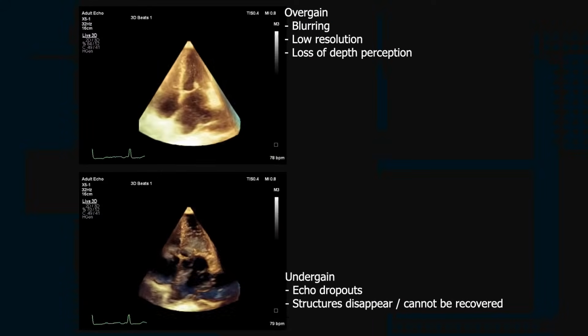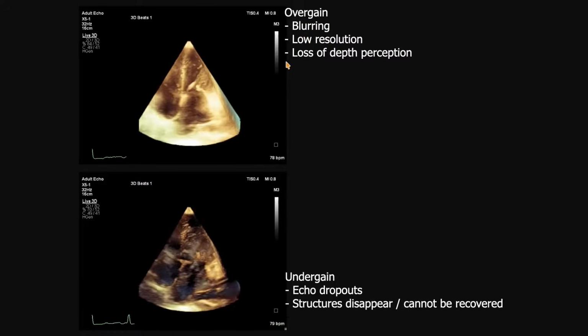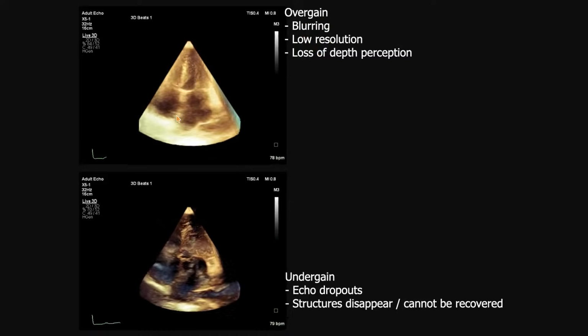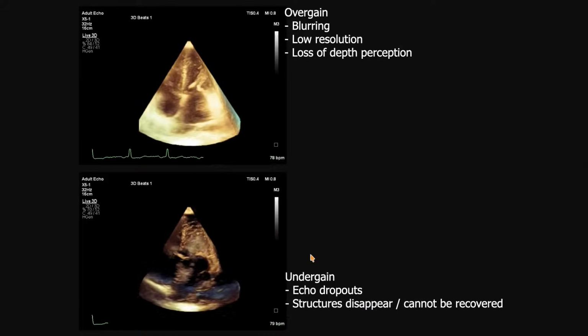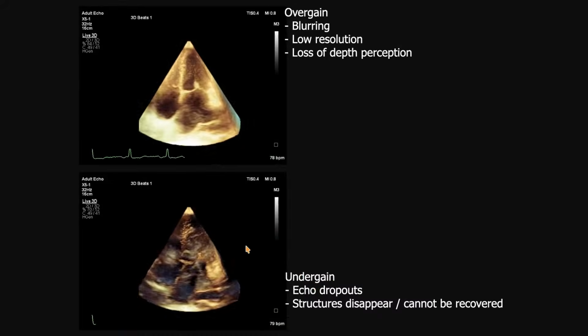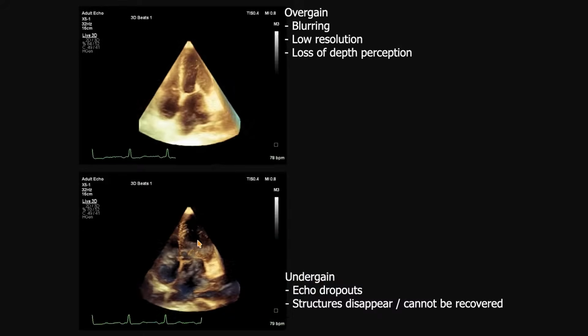And image optimization. When you acquire, make sure that you don't overgain. When you overgain, you lose depth and you have a lot of blurring. You don't see the structure so carefully. This is a classic example of overgaining. And when you decrease the gain, even more, you see a lot of structures are now lost.